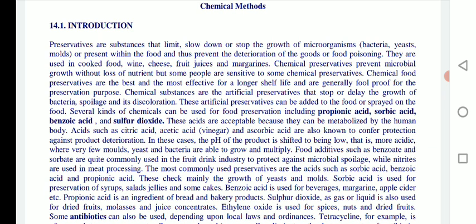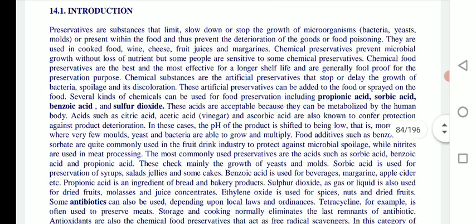So what do preservatives do? They prevent entry, growth, and development of pathogens, and they prevent the food from deterioration and poisoning. They are used in cooked food, wine, cheese, fruit juices, and margarine.